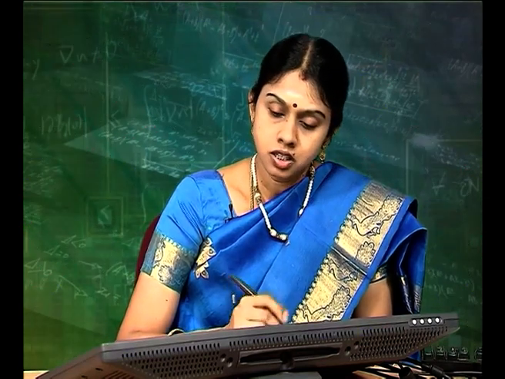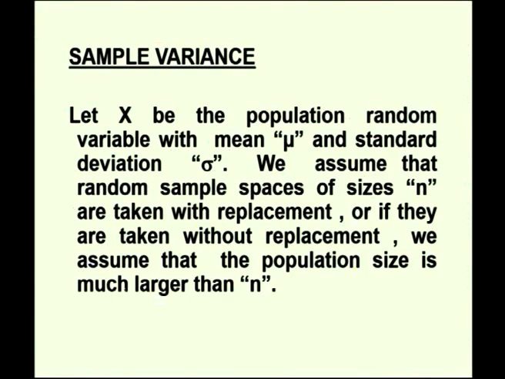Now, after discussing the F test for difference of variances, now this is for single variance. Therefore, the sample variance has to be discussed now. Let x be the population random variable with mean mu and standard deviation sigma. We assume that random samples of size n are taken with replacement, or if they are taken without replacement, we assume that the population size is much larger than n.